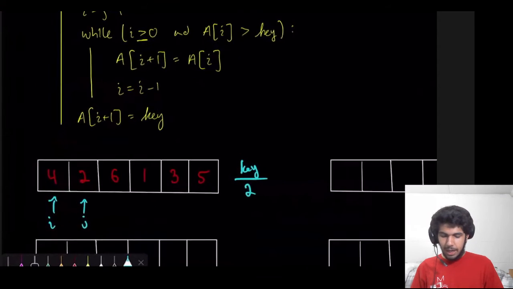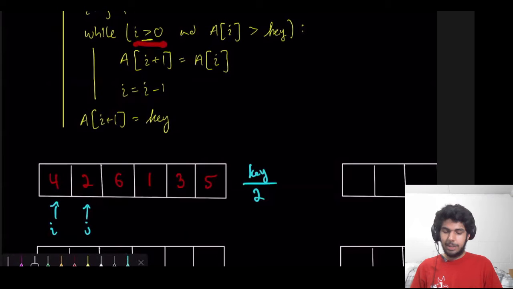Then we go within our while loop. Is I greater than or equal to 0? Yes, it is, at index 0. Keep in mind that this isn't what I is pointing to, this is the actual index of I. So I is at index 0, so that holds true. And is the value at I greater than key? Well, the value at I is 4, which is greater than 2, so both of these conditions in the while loop hold, so we have to move in here.